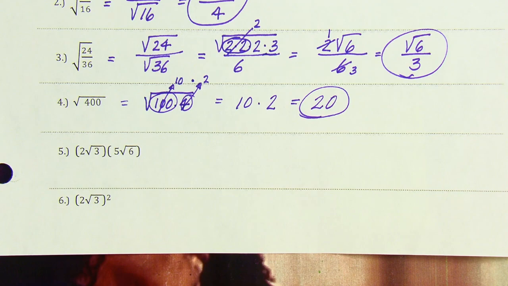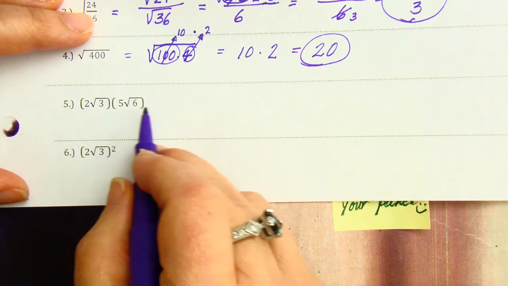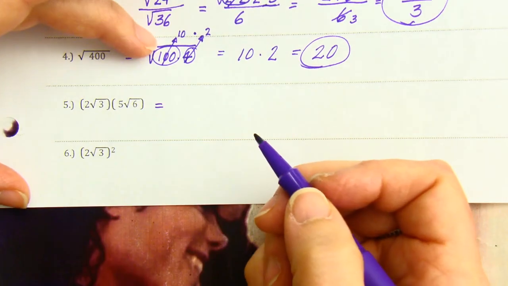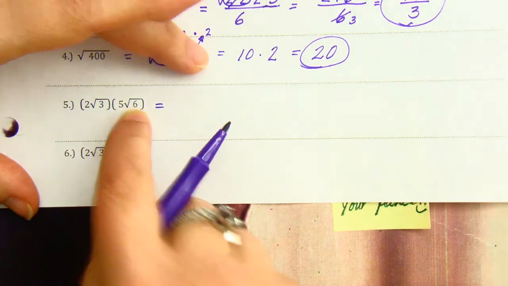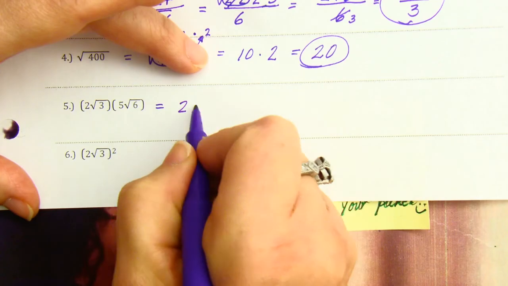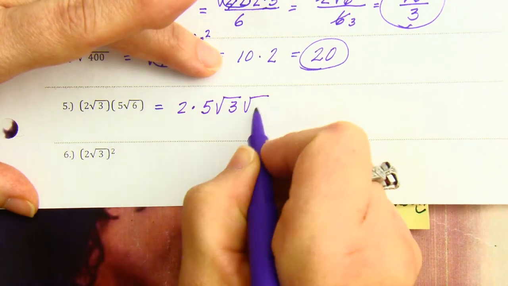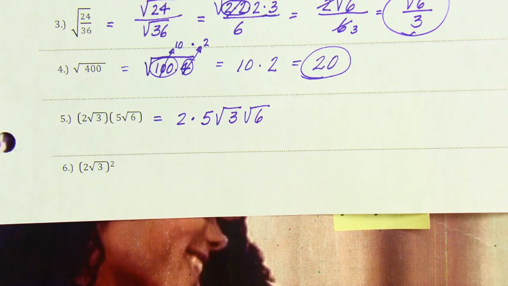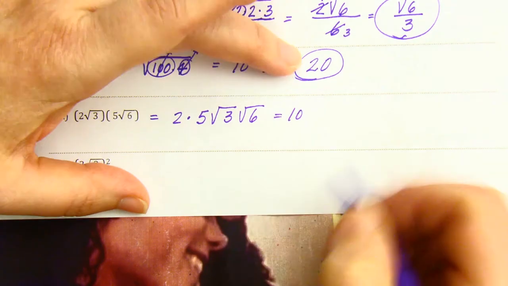2 more. Oh, multiplication. Well, folks, multiplication is commutative, meaning we can move things around. So 2 times the square root of 3 times 5 times the square root of 6 is the same as 2 times 5 times the square root of 3 times the square root of 6. All right, well, I can multiply the 2 and the 5 because they're both on the outside. That's 10. 6 times 3 is 18.